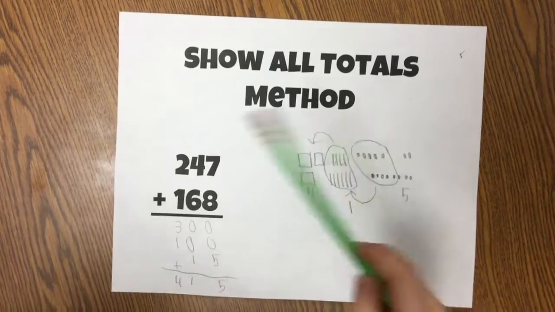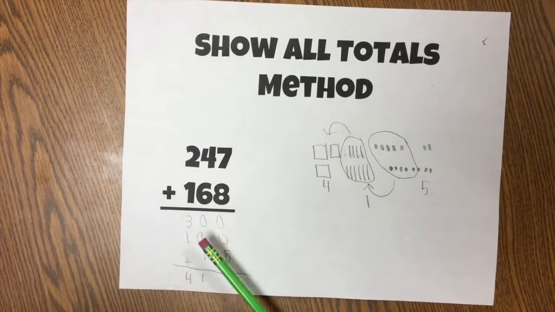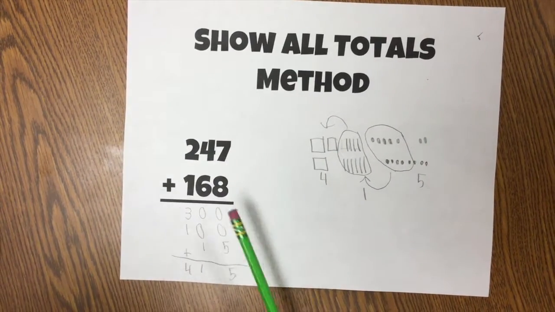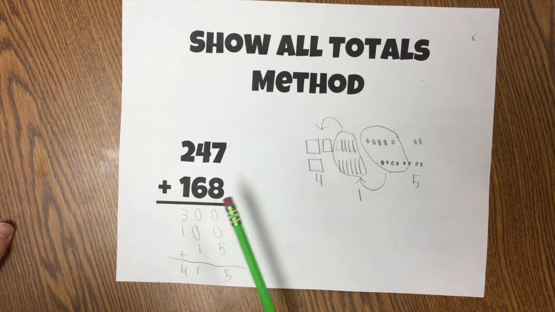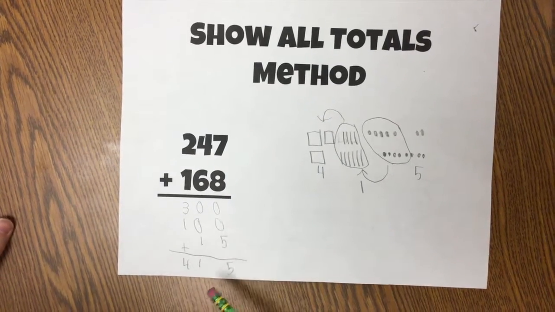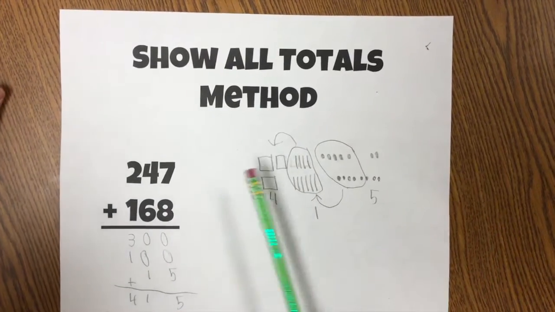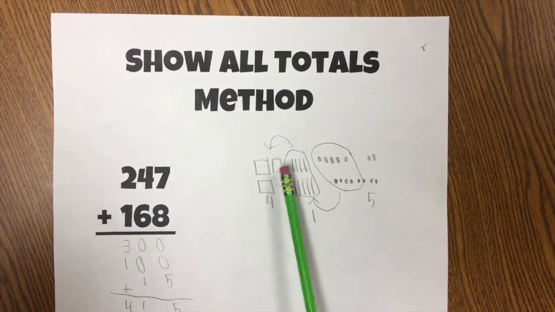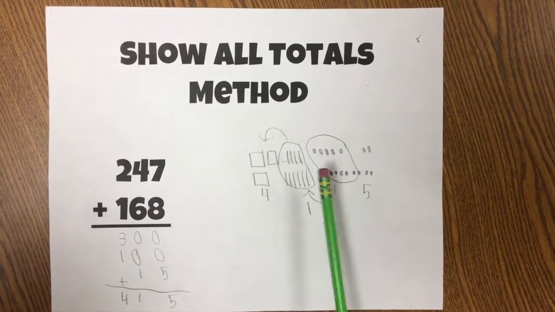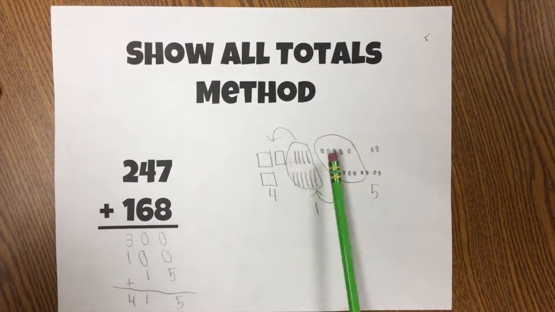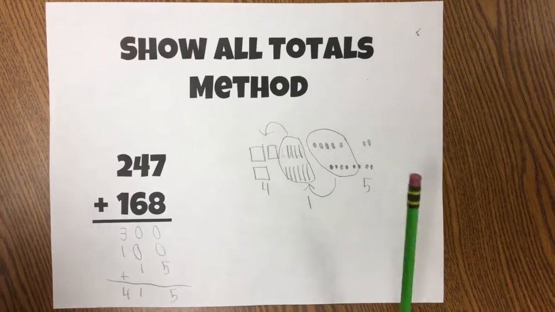So I knew that 200 plus 100 is 300, and 40 plus 60 is 100, and 8 plus 7 is 15. So I got 415. My proof drawing is that I put the 2 tens for 247 and the 4 tens, then the 7 ones.